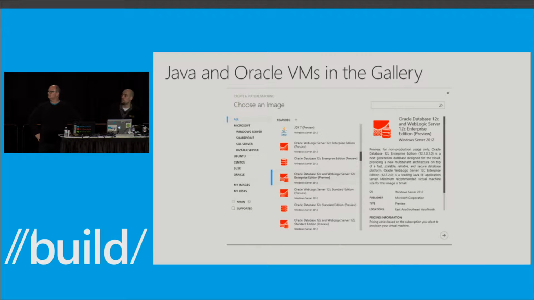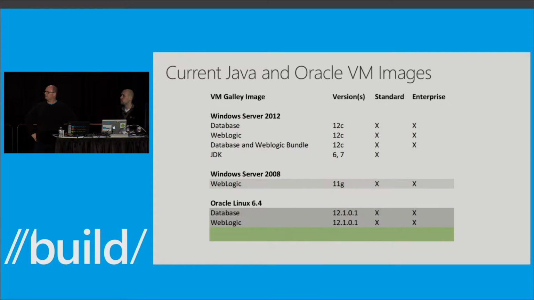So right here we've got the VM gallery, which we'll take a closer look at in a minute. But this is basically what you need to do, and how easy it is to spin up a VM. You go in here, you find which one you want to spin up, and then you set up some minimal configuration stuff. And then all you have to do from there is put your applications onto these VMs and whatever other minute configuration you might need. Now, these are all the current Java and Oracle VM images we've got. And we'll see more of these in just a minute as we actually go into the VM gallery.